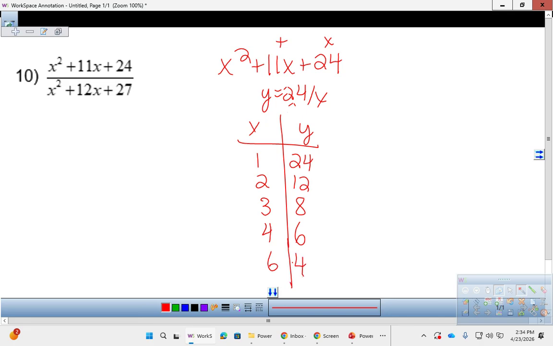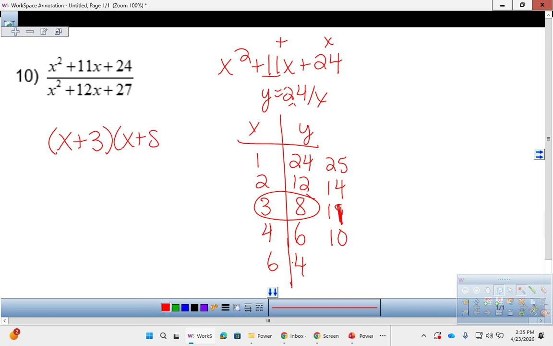And then I'm adding them up. So this is 25, 2 plus 12 is 14, 8 plus 3 is 11, 4 plus 6 is 10. I'm looking for the pair that adds to 11, so that's my 8 plus 3. So I would factor the top as x plus 3 times x plus 8. And the order doesn't matter. You can flip that and do x plus 8 times x plus 3.